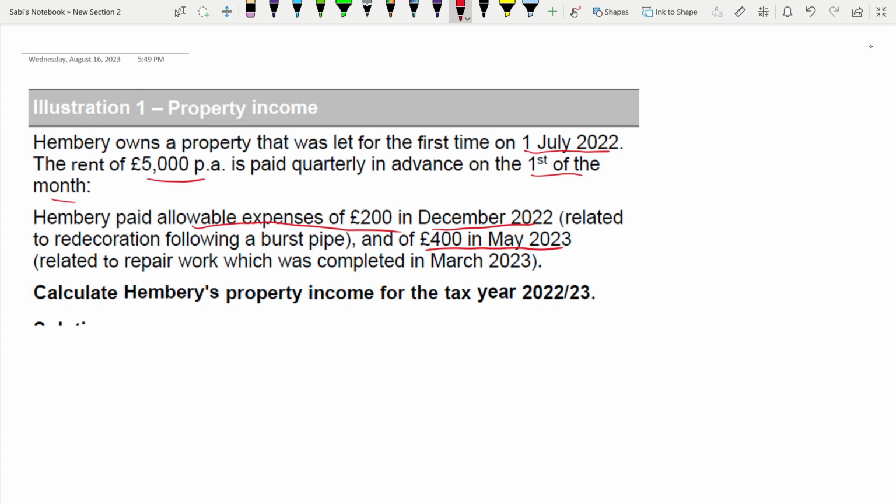Rent received. You start with the rent received. How much? It's 5,000. Check the date. Date is very important. It is the first of the month and you have paid in advance. So the first of the month means it will fall on 1st April 2023, which is before the tax year end. So 5,000.